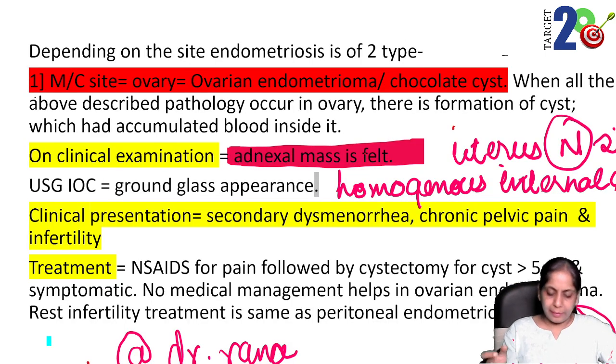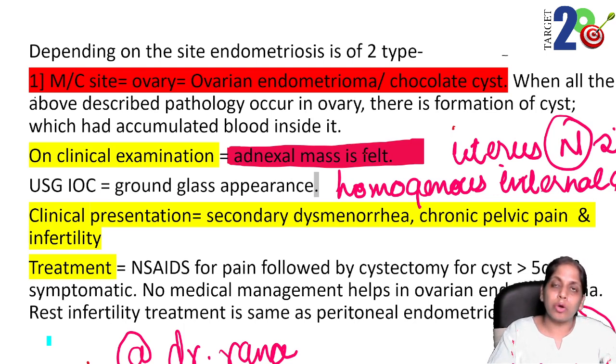So now, clinical presentation: we will have a ground glass appearance. Now what will be the clinical presentation of this patient? Because this patient has a very inflammatory ovary, she will have pain, secondary dysmenorrhea. It will be a congestive pain, secondary dysmenorrhea, and there will be chronic pelvic pain, because that chocolate cyst has been there for quite a long time, right? And chronic pelvic pain and infertility.